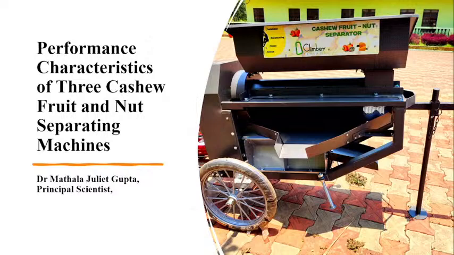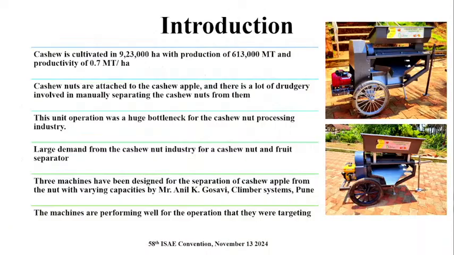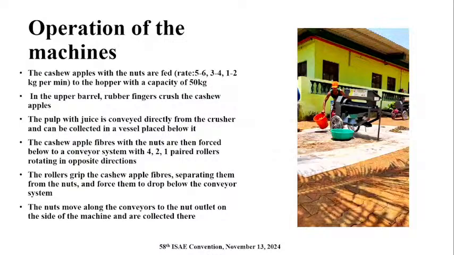Three machines have been developed by them of varying capacity. I'm giving the performance characteristics of this machine. Next slide. This is the operation of the machine. There are three feed rates ranging from 5 to 6, 3 to 4, and 1 to 2 kg per minute. It's fed in a hopper of 50 kg.